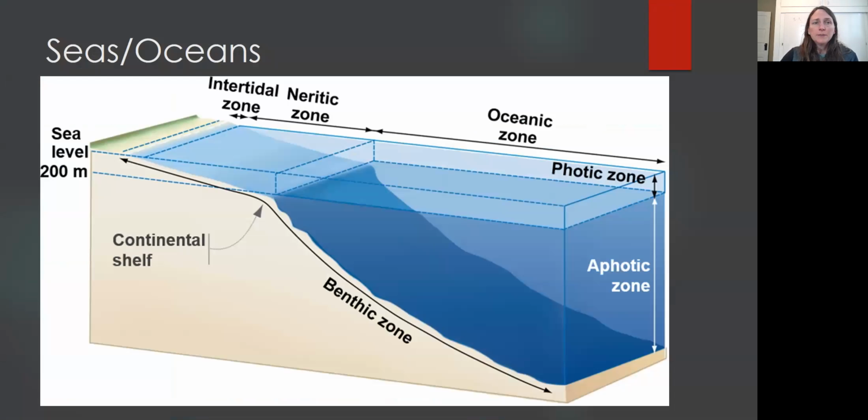So the ocean has similar zonation to what we saw for lakes. We have what's called an intertidal zone, really close to the edge. That's the zone that's influenced by the tides. Then we have, instead of the littoral zone, a neritic zone in the ocean. And instead of the other zone in lakes, we have what's called the oceanic zone. Again, the oceanic zone is broken into the photic zone and the aphotic zone, and the bottom of the ocean is called the benthic zone. So some similarities, but some differences too.